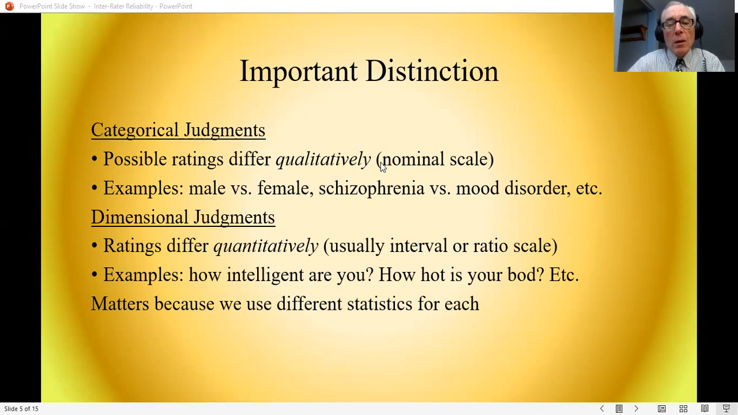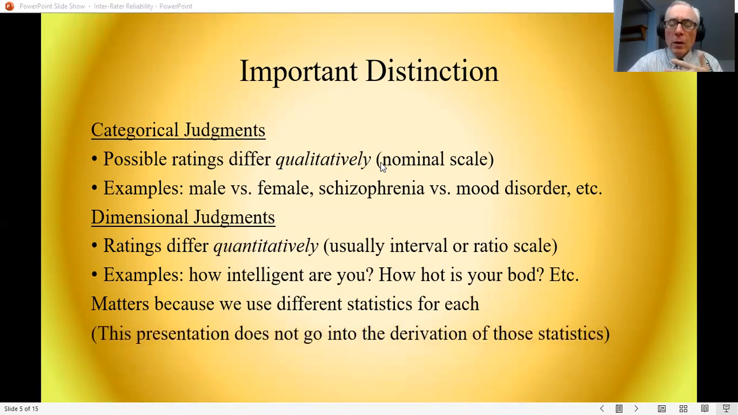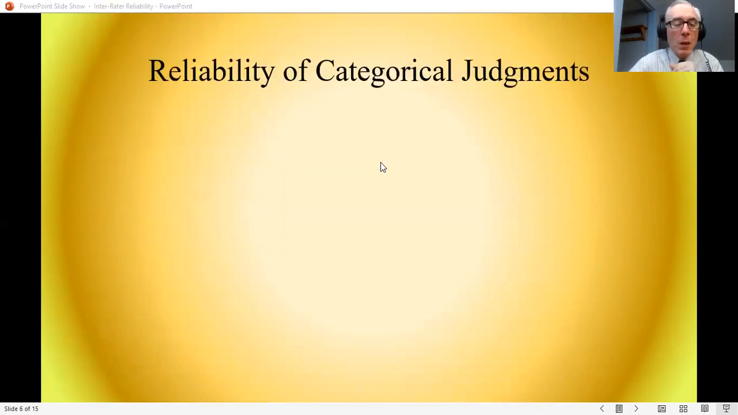This matters because the statistics are different. So there's one whole set of approaches we take to establish the reliability of categorical judgments, and a very different set we apply to dimensional judgments. I'm going to touch on what those approaches are, but this particular presentation is not going to delve into how we get the statistics. That's for another day. So, categorical judgments.